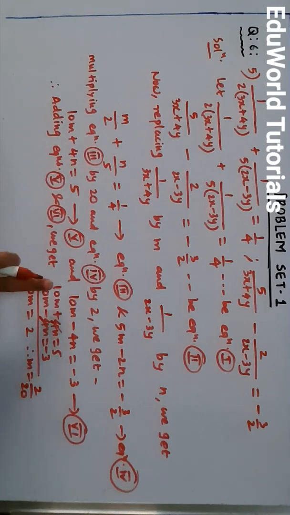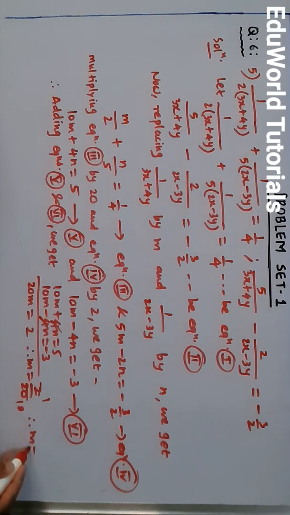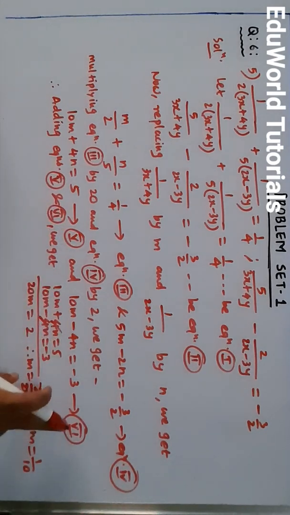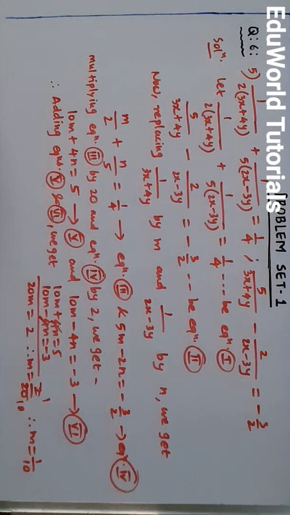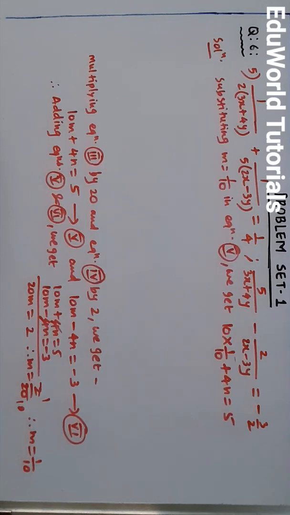So on adding, 10m plus 4n equal to 5 and 10m minus 4n equal to minus 3, the plus 4n and minus 4n get cancelled. So we have 10m plus 10m, 20m, equal to 5 plus minus 3, which is 2. So the value of m is 2 by 20, which further cancels to 1 upon 10. This value we can keep in equation number 5 or equation number 6 to get the value of n. Let's put it in equation number 5.